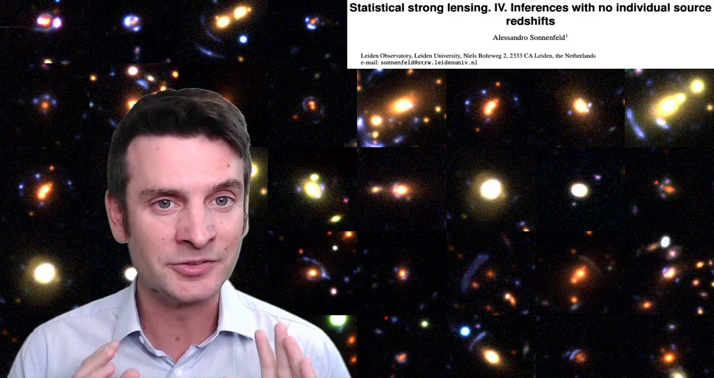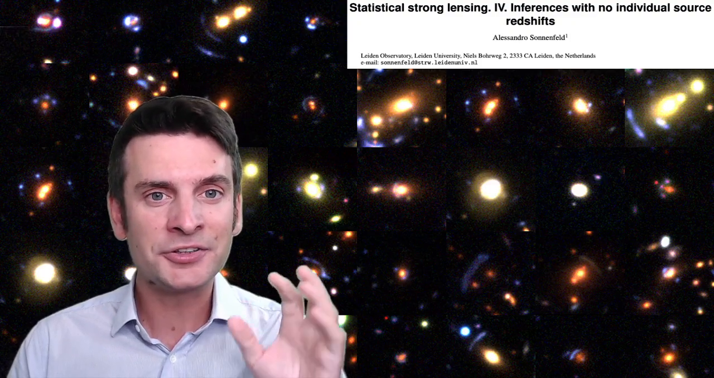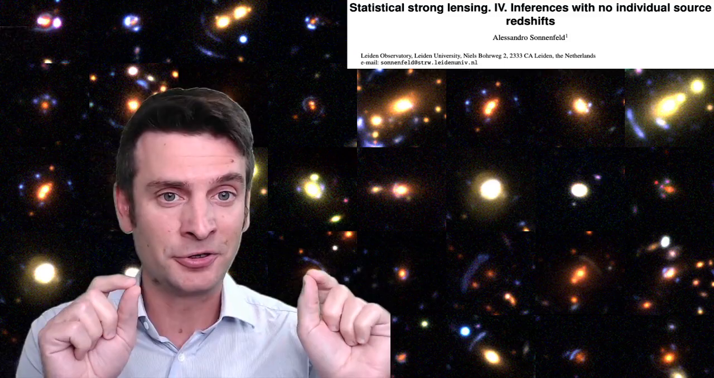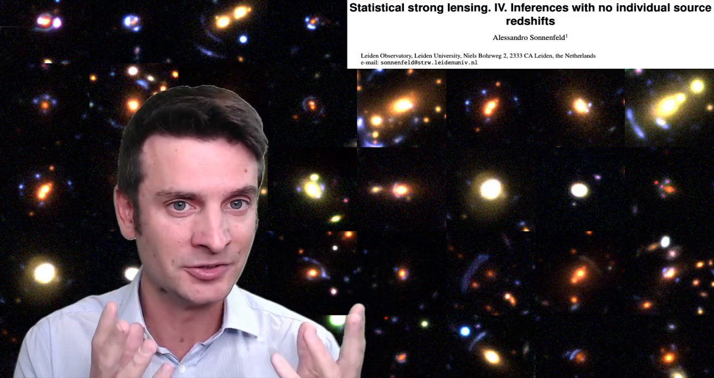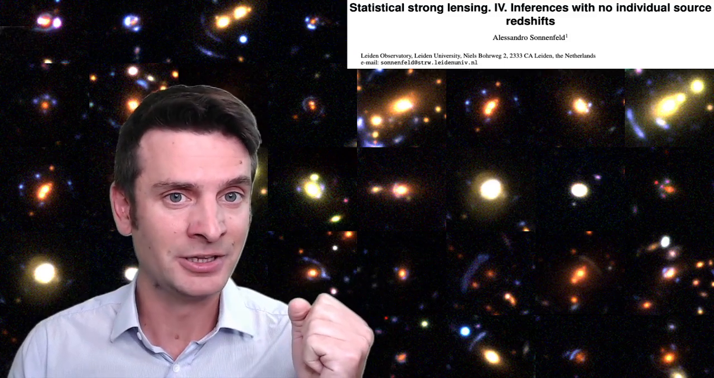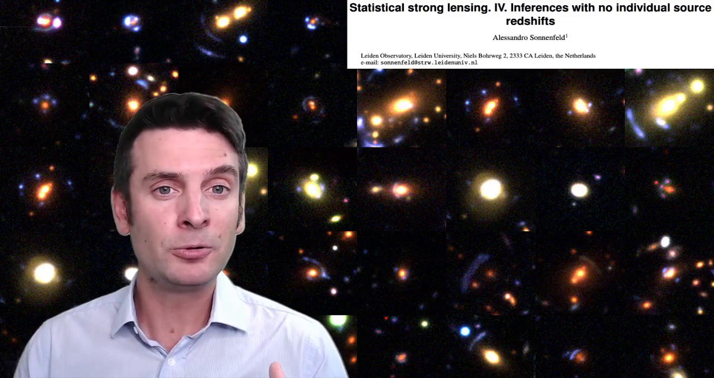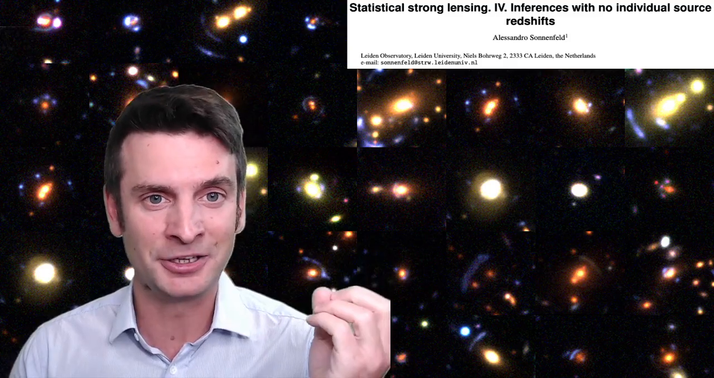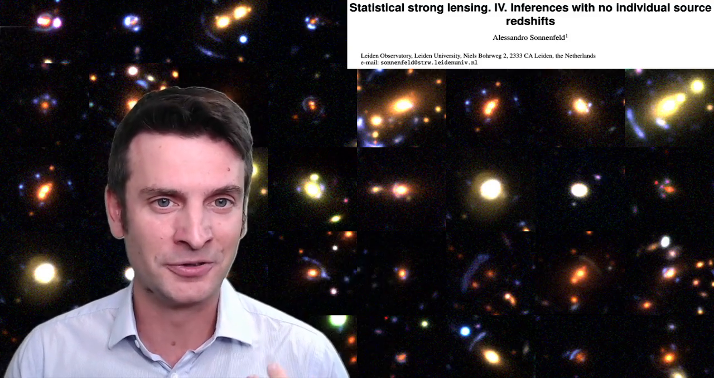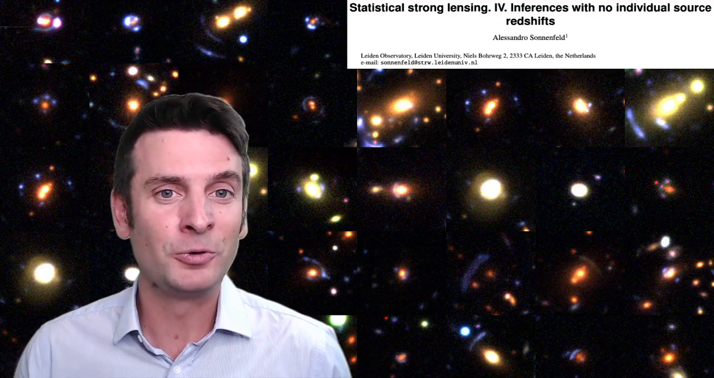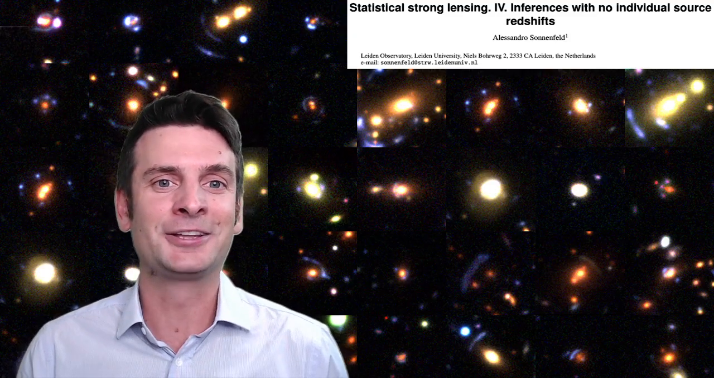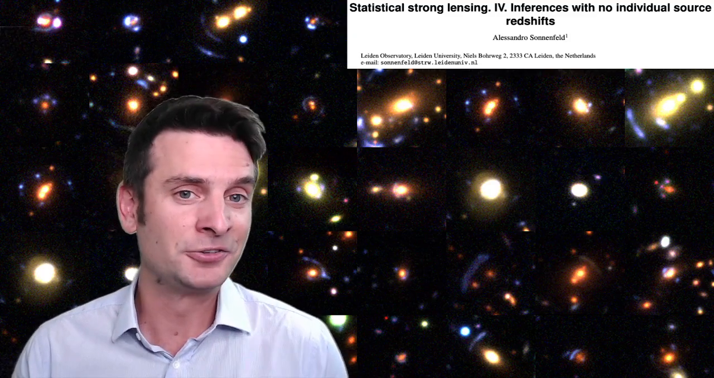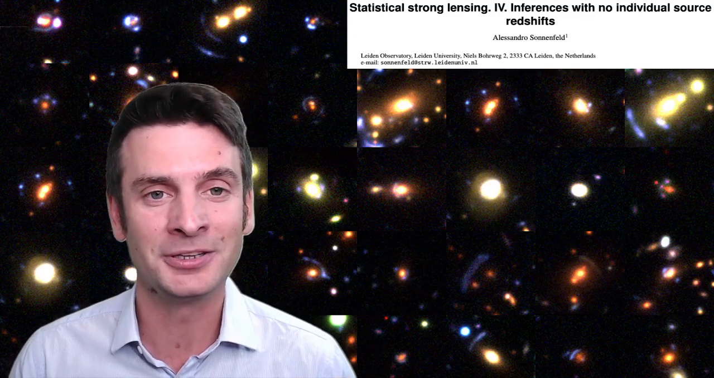The idea is this. The angular size of an Einstein radius depends on the redshift of the lens and the source, which is the geometry of the system, and on the mass of the lens. If we knew everything about the lens, we could use that information together with the Einstein radius to measure the redshift of the source. Of course, we don't know everything about the lens. In fact, usually the whole point of the strong lensing observations is to actually learn about the lens properties.